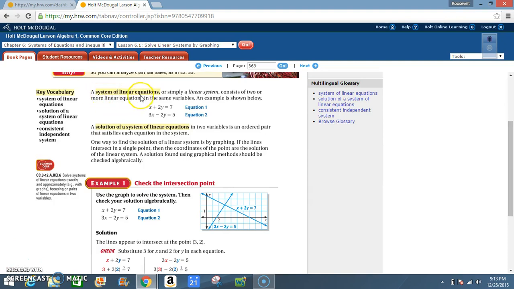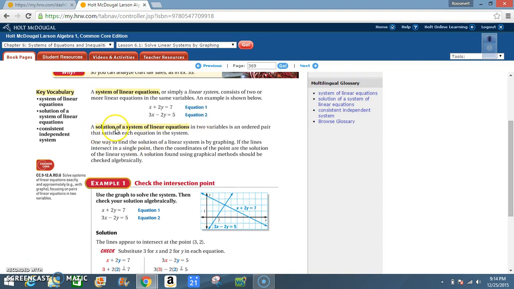A system of linear equations, or simply a linear system, consists of two or more linear equations in the same variables. An example is shown below. x plus 2y is equal to 7, equation 1. 3x minus 2y is equal to 5, equation 2.